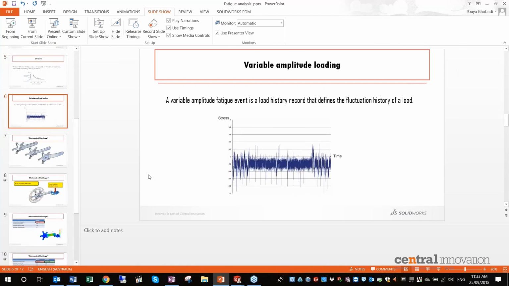And again, if your fatigue analysis is variable amplitude loading, you have to have the load case for your simulation. Let's say you have a suspension system and you are applying vibration to this suspension system. You have to have the stress time diagram for that specific load, for that specific vibration that you apply to that suspension. Again, it can be calculated from testings on your specific designs.